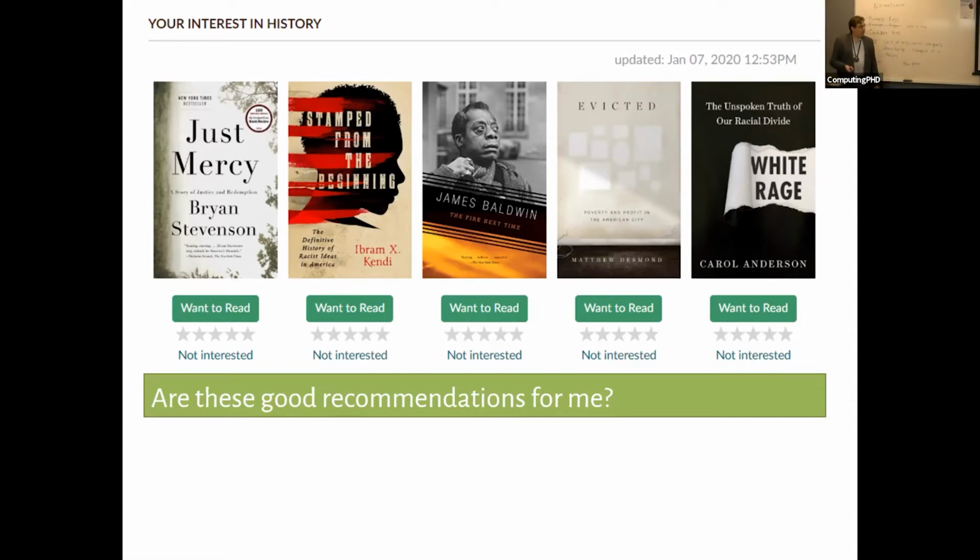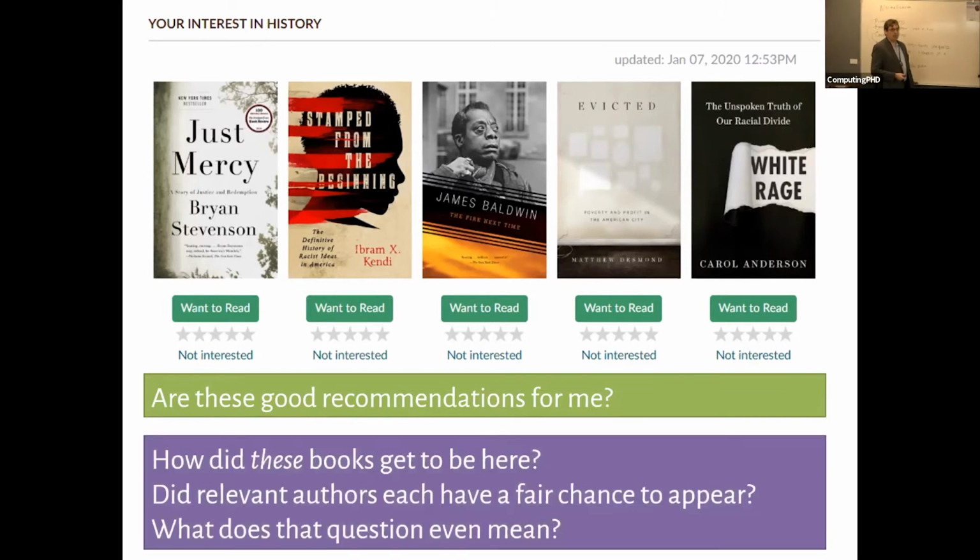But there's another set of questions that we can ask. How did these books get to be here? Was that process fair? Did relevant authors have a fair chance to show up in this recommendation list? Because if I'm using this recommender system, I'm looking for a new book to read. Okay, there are only 5 slots here. Not everyone can show up in my recommendation list, and we don't want everyone to show up in my recommendation list. That's part of the point. But if you write a book and you never show up in anybody's recommendation lists, it's going to be hard for people to find your book.